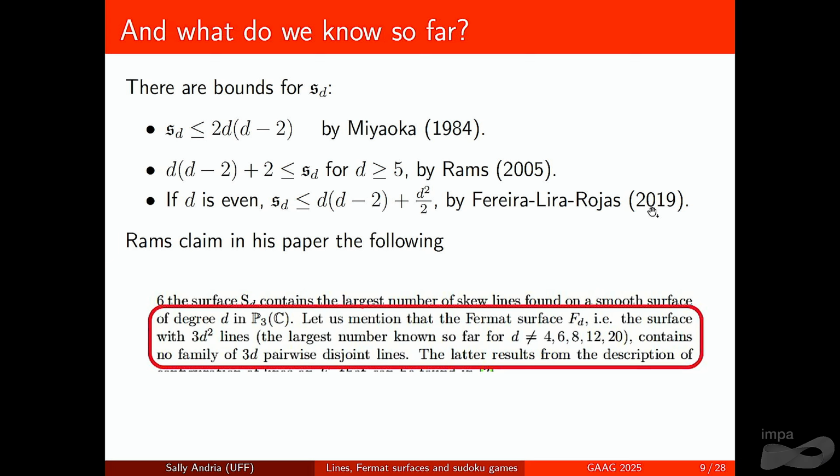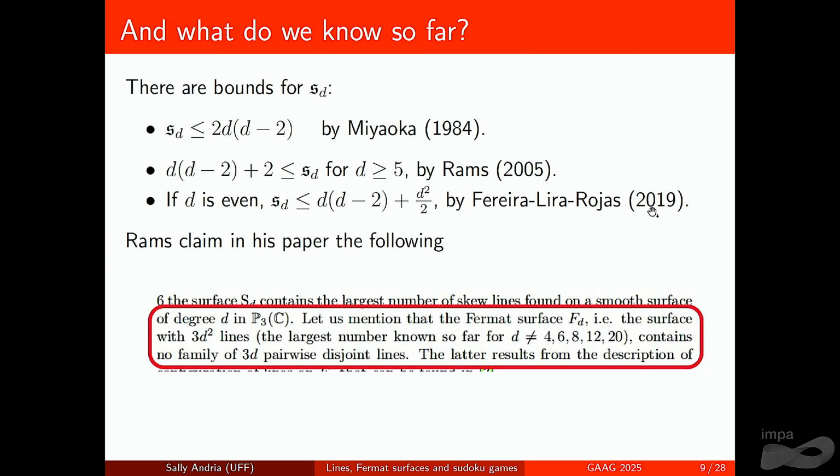Okay, so when we studied those things, we saw this claim of Rams that the Fermat surface contains no family of 3D skew lines.